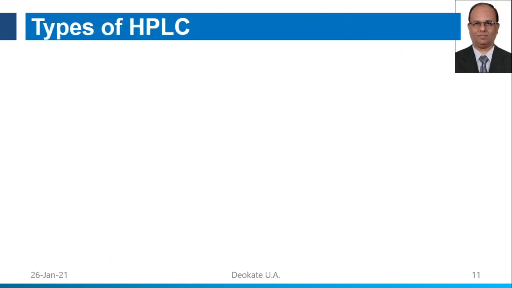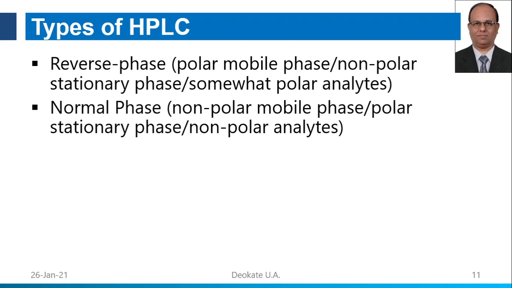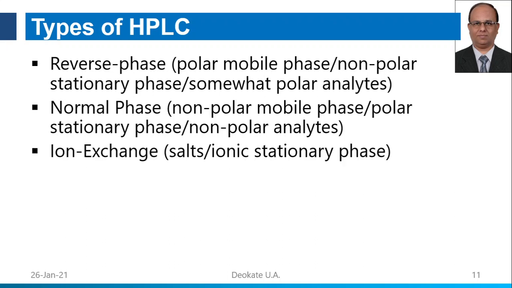Now we will turn towards the types of HPLC. What are the various types of HPLC instruments available? One is called reverse phase, where there is a polar mobile phase and a non-polar stationary phase; it is used for analysis of polar components. In normal phase, non-polar is the mobile phase and polar is the stationary phase. It is used for analysis of non-polar analytes.